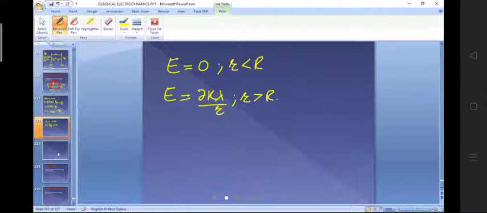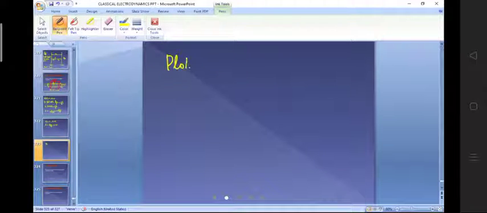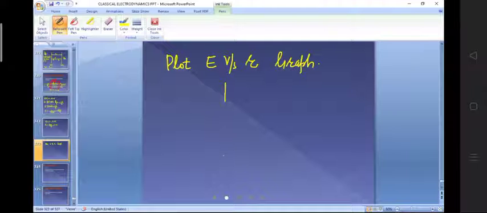And next is that you can plot the graph safely. Okay, you want to plot the graph, so here I will write down plot E versus r graph. Right, son? So you are supposed to plot the E versus r graph. You can do that with ease. So this will be the E versus r graph.